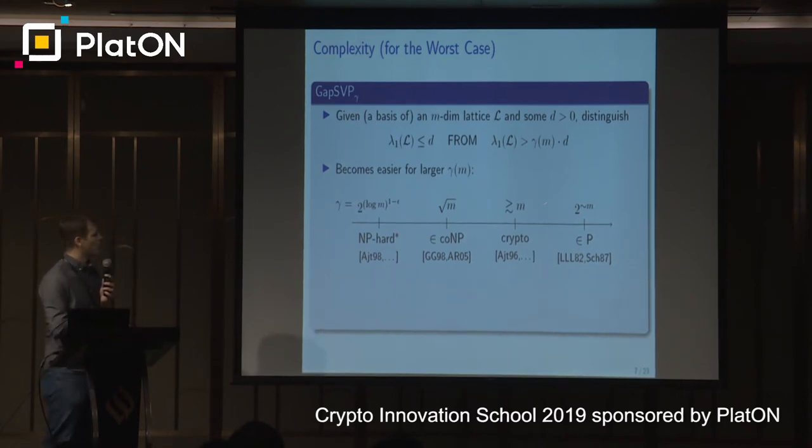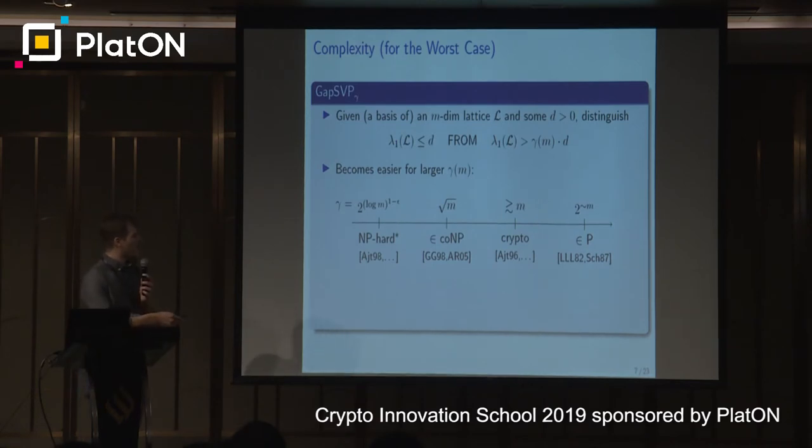When we move up the factor to something linear in m, or a little bit more than linear in m, now we can start to base cryptography on this problem. That is, assuming that gap SVP is hard for factors like this in the worst case, we can build secure cryptographic objects. And that's where we'll spend most of our time in the talk today. And finally, when the approximation factor is very large, roughly exponential in the dimension, we have polynomial time algorithms to solve SVP at these very huge approximation gaps. This is known as the famous LLL algorithm, and there have been many subsequent works which Fong will tell us about later today and tomorrow.